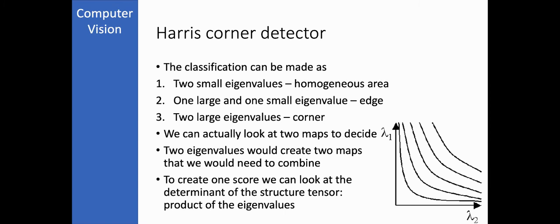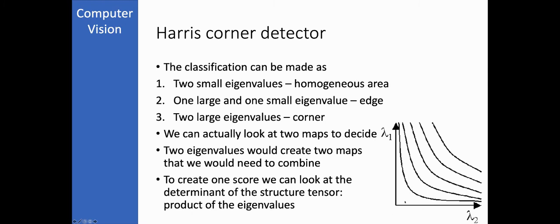Very specifically, if I see two small eigenvalues of a structure tensor, that means I'm actually at a homogeneous area. If I see one large and one small eigenvalue, that means I'm on an edge. And if I see two large eigenvalues, that means that I'm at a corner. If I look at a plot of the largest eigenvalue and the smallest eigenvalue, the different areas look something like this.